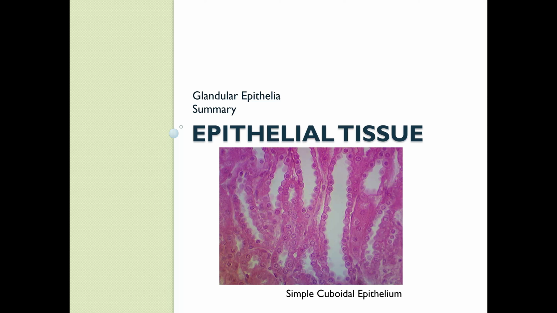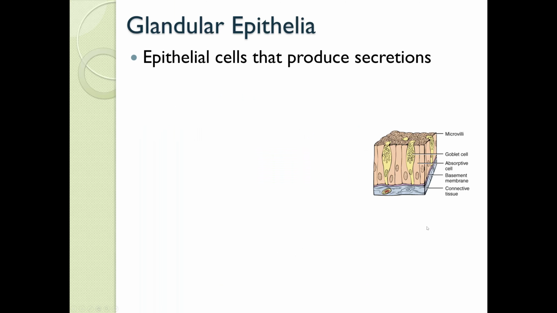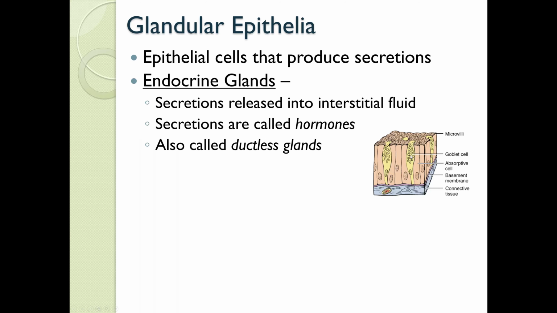And in our last section for epithelial tissue, we're going to be talking about glandular epithelia and then an overall summary. So glandular epithelia are epithelial cells that are specialized to produce secretions. So we already mentioned one a couple slides back, the goblet cells that can be found in simple columnar epithelia. And there are two types of epithelial glands. The first type are endocrine glands. With endocrine glands, the secretions are released into interstitial fluid.